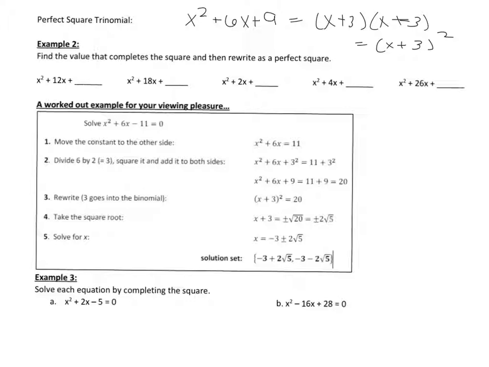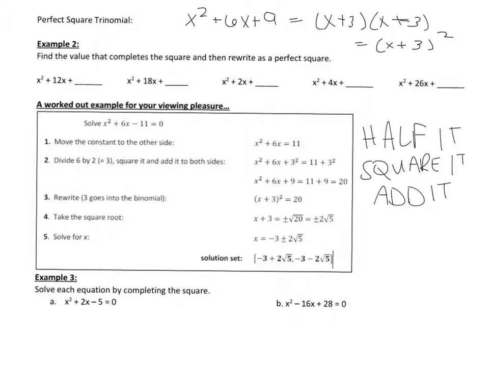And so that kind of creates an advantage for us, and so we want to be able to make perfect square trinomials. Well, it turns out that's really easy. You need to remember three things. Half it, square it, add it. So on example 2, we're going to take half of 12, which is 6, and square that, which is 36, and we're going to add it on to the end.